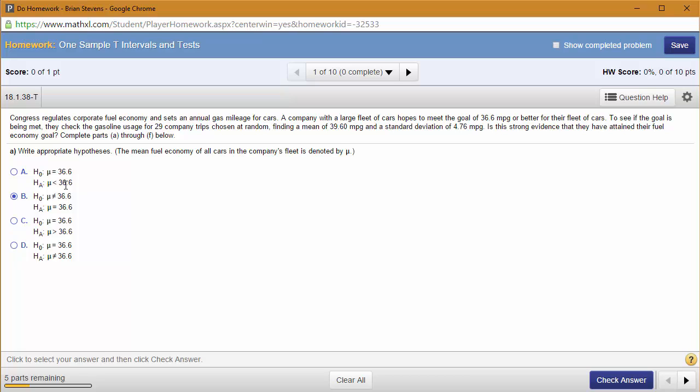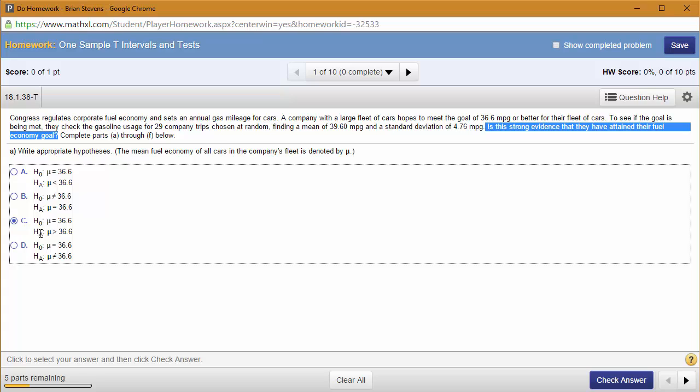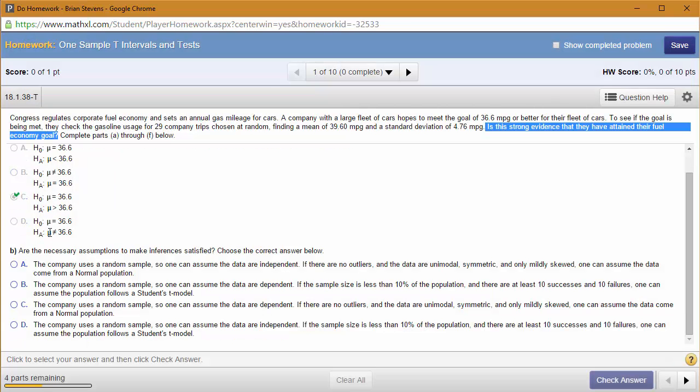Now we need to look at the alternative to figure out what we want to show evidence of. And a good question, or one that's easy to find the answer for, is something that says, is there strong evidence that we have obtained this fuel economy? So is there strong evidence we've obtained our fuel economy goal? To meet our goal, we need to have at least 36.6. That's what we're aiming to get. So to meet the goal, we would hope to have evidence for the alternative. Here's our alternative. We hope there's evidence for the alternative that the true mean miles per gallon is greater than 36.6. And this is definitely our null and definitely our alternative.